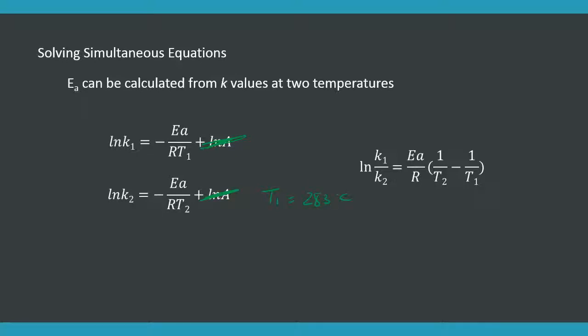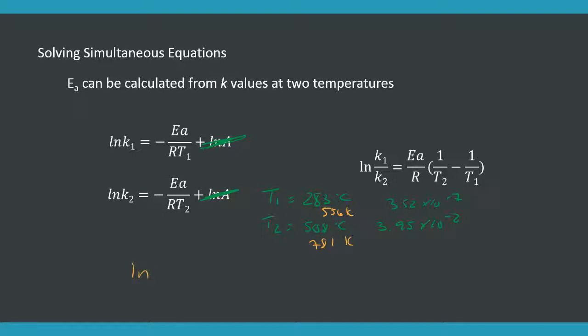283 degrees Celsius, and it has a rate of 3.52 times 10 to the negative 7th. Temperature 2 is 508 degrees Celsius with a rate of 3.95 times 10 to the negative 2. First it has to be in Kelvin, so let's convert these. 283 becomes 556 Kelvin, and 508 becomes 781 Kelvin.